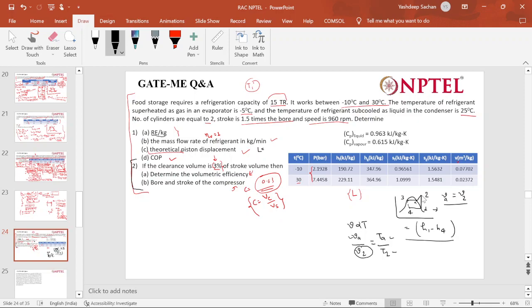You need this for displacement, volumetric efficiency, and for dimensions D and L. You would be requiring this at the inlet of the compressor. Here they would have given some superheating, because the gas in the evaporator is superheated, so superheating is there. So there you would be requiring it.